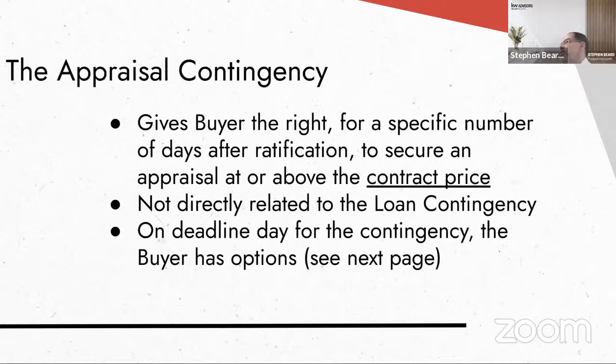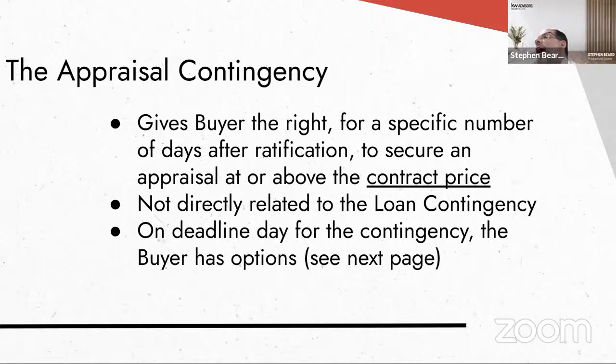Let's talk about the appraisal contingency. This is another right the buyer may choose to put in the contract. It's not about the loan. It says, Mr. Seller, I'm going to buy your house so long as an independent appraiser says it's worth what we've agreed to in the contract. We've agreed to $1 million. So long as an independent third party appraiser says it's worth $1 million, good to go. The appraisal contingency gives the buyer the right, for a specific number of days after ratification, to get an appraisal at or above the price of the house.